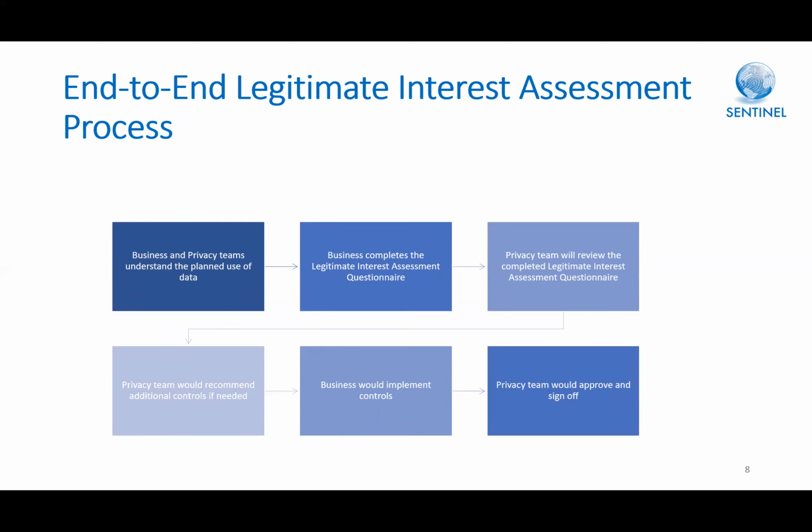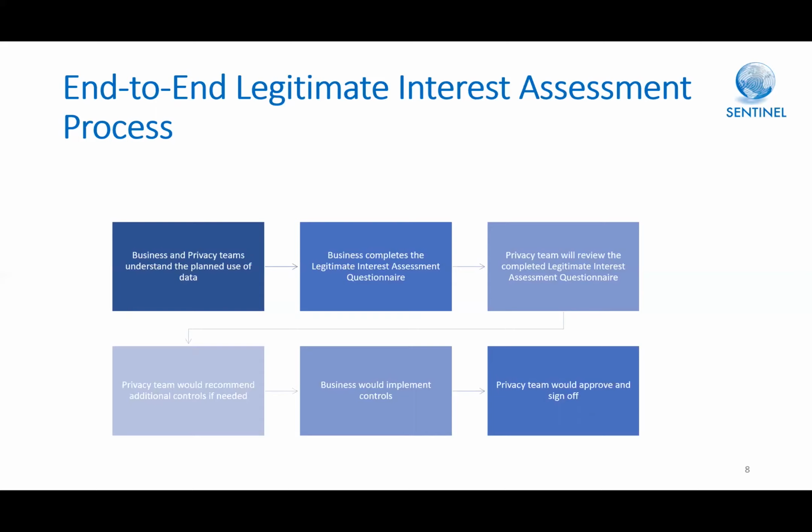Organizations with mature privacy programs may have an efficient process to conduct legitimate interest assessments. But here is an example for the others who are still in the process of establishing one. This would start with business and privacy teams working together to understand the planned use of data. Business would complete the legitimate interest assessment questionnaire. This questionnaire is generally drafted by the privacy team. If not, you can get one from outside counsel who are familiar with all the aspects that need to be covered in the three-stage test.